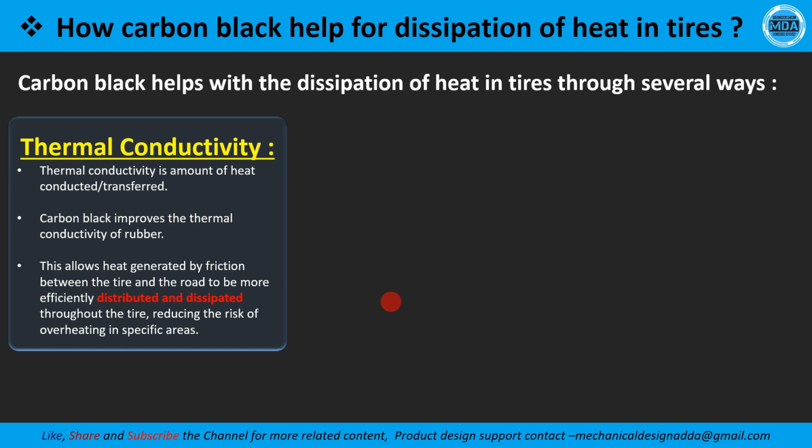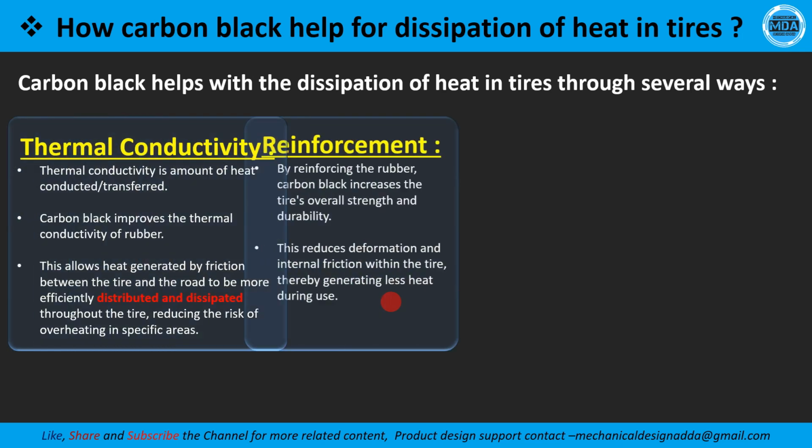Carbon black avoids heat generated at a localized area, so it will distribute the heat throughout the area in the tire. Throughout the area in the tire, it will distribute and dissipate it. This is the principle: distribute and dissipate the heat, so that it reduces the risk of overheating in a specific area.